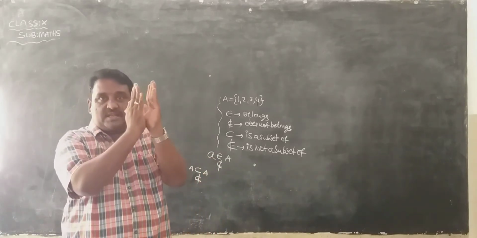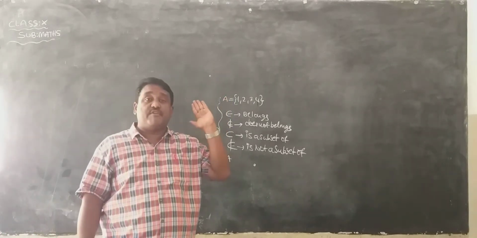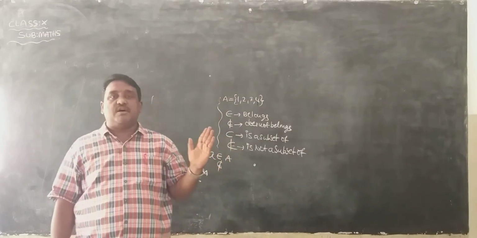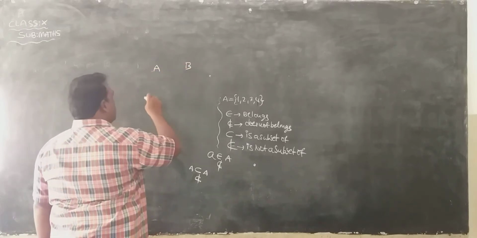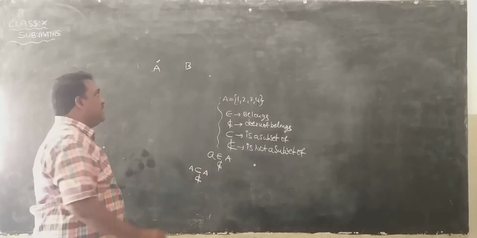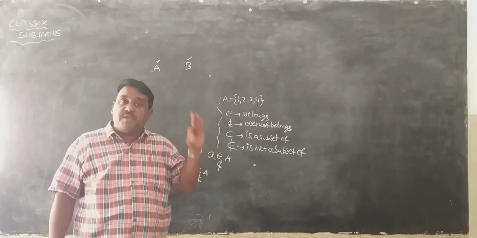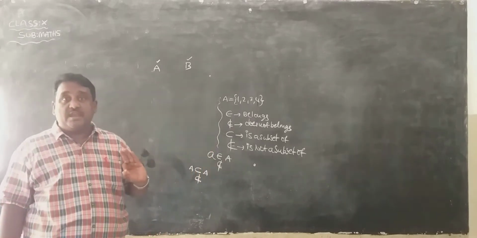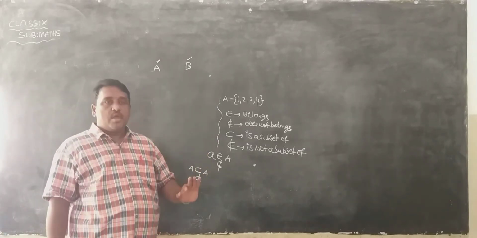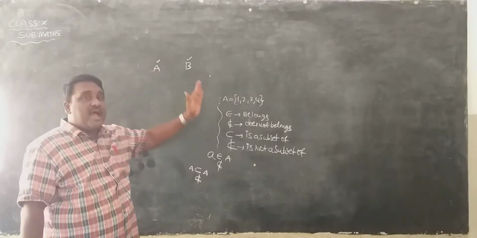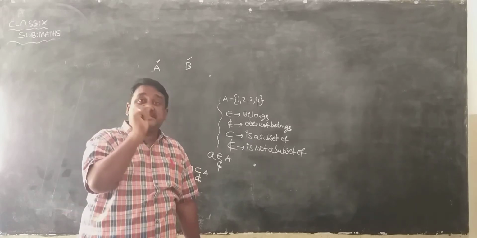Suppose the first set is A, it consists of some elements. The second set is B, it consists of some elements. All the elements of A are in B, but B contains at least one element more than A. Then we say A is a subset of B.